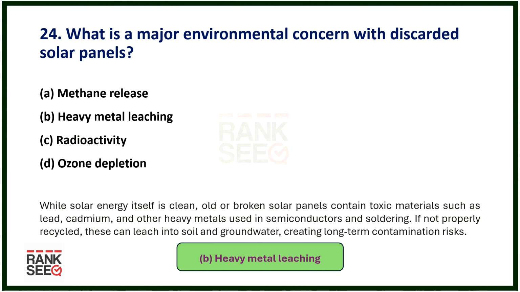Explanation. While solar energy itself is clean, old or broken solar panels contain toxic materials such as lead, cadmium, and other heavy metals used in semiconductors and soldering. If not properly recycled, these can leach into soil and groundwater, creating long-term contamination risks. Hence, safe recycling and waste management are essential to make solar energy truly sustainable across its full life cycle.